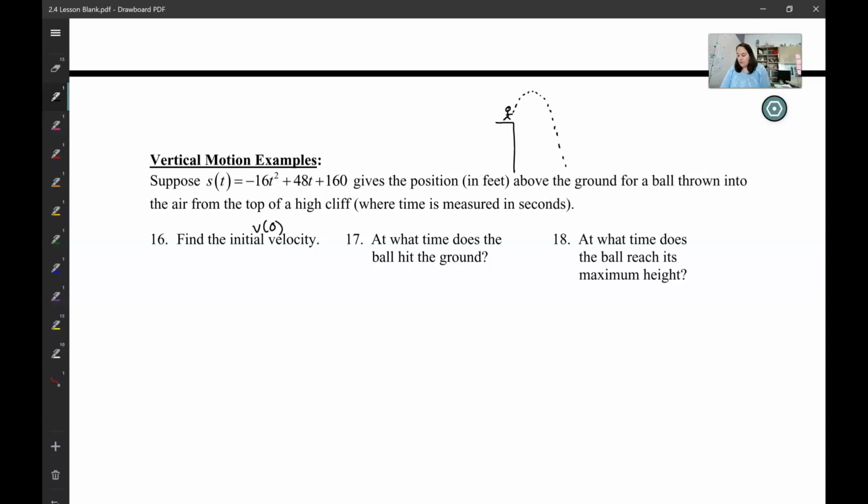Before we can do that, we first need to find the equation for velocity. So velocity is the derivative of position. So I'm going to take the derivative of this. I move the 2 in front times the negative 16, which gives me negative 32t. Then 2 minus 1 is t to the 1. Plus 48, the secret 1 moves in front, and then 1 minus 1 means the t goes away. The derivative of the constant is just 0. So that should be my velocity equation.